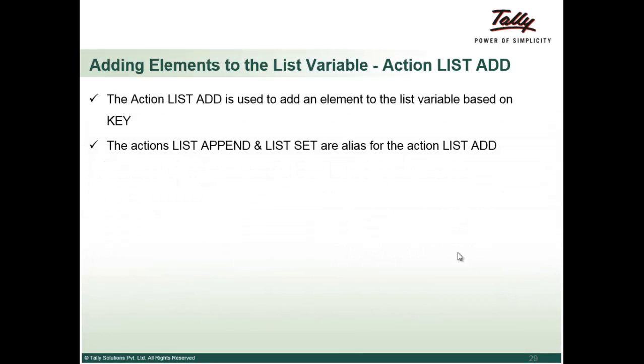So for adding elements to list variable, we have the action called list add. The action list add is used to add an element to the list variable based on the key. So we already are aware about what is a key. So based on a key, if you want to add elements to the list variable, then you use the action list add. And the aliases for list add are list append and list set.